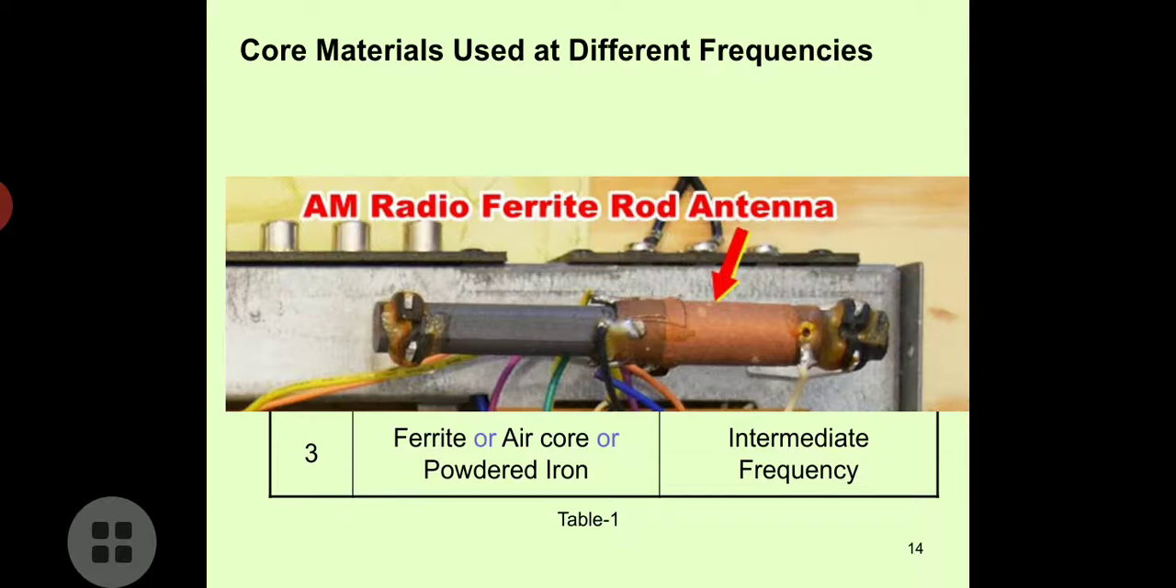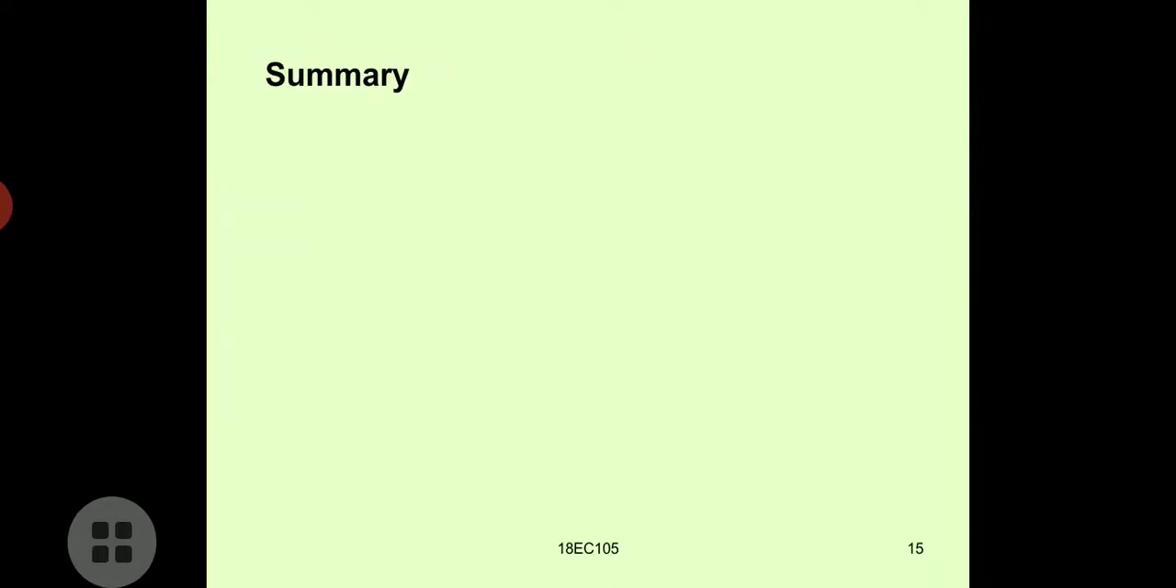Now let us see how things are with ferrite or air core or powdered iron core, which are used at higher frequency ranges. Ferrite or air core or powdered iron are used at high frequency ranges, as I was telling. And here you have a model which is practically an AM ferrite rod. So this is how it looks like. This is not used in the IF or RF ranges. Let us see the summary.